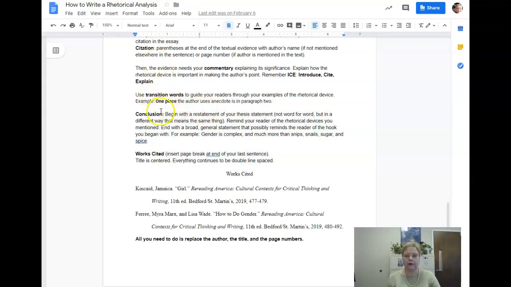All right, after you get your 2 body paragraphs in there, you're going to have your conclusion. Your conclusion, you're going to begin with a restatement of your thesis statement, not word for word. It's not like a song refrain. It is just reminding your reader of the point that you are making to begin with. So restate your thesis and remind your reader of the rhetorical devices that you mentioned.